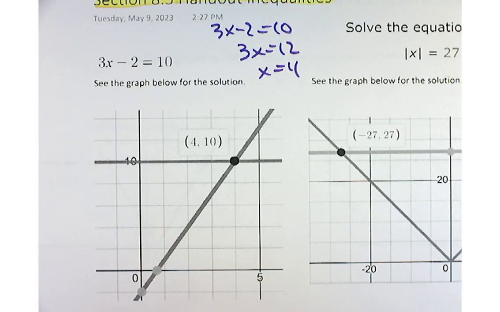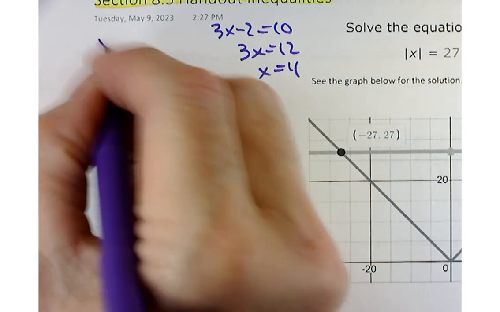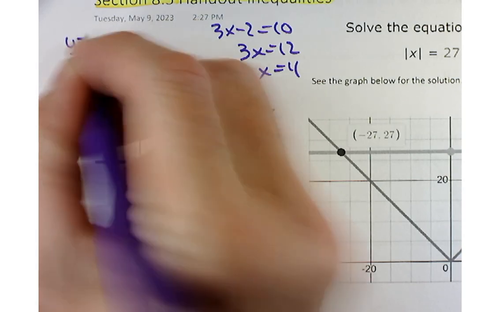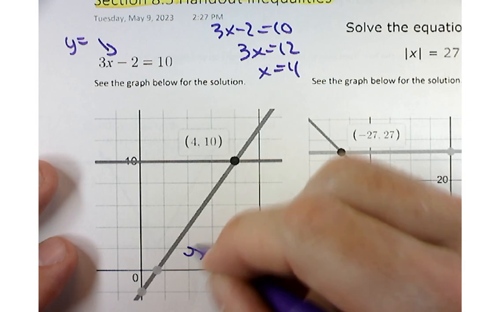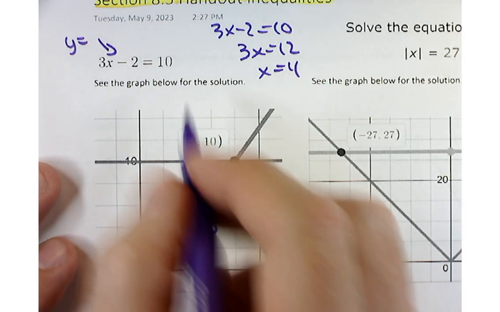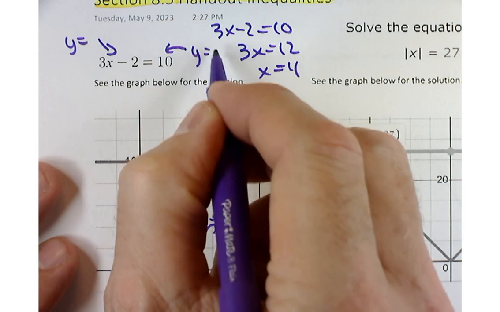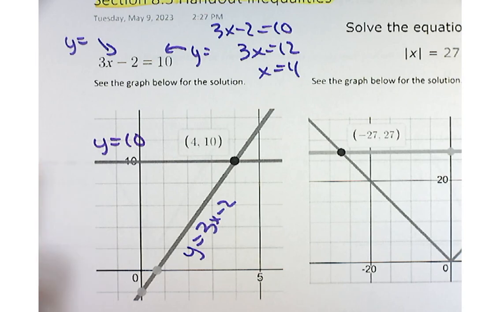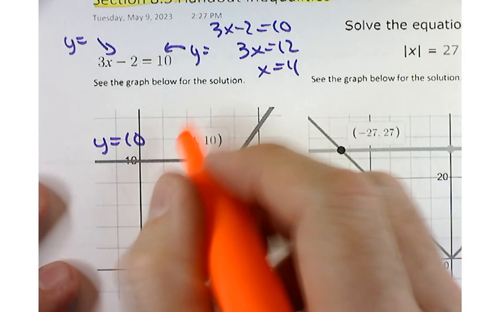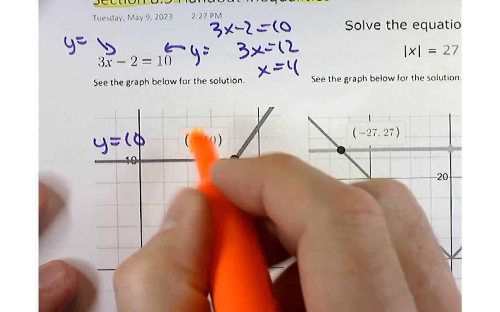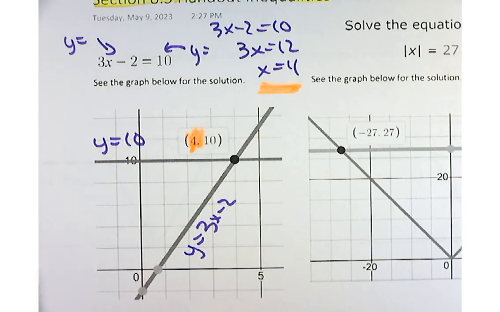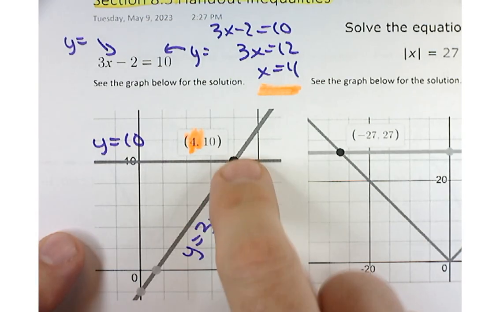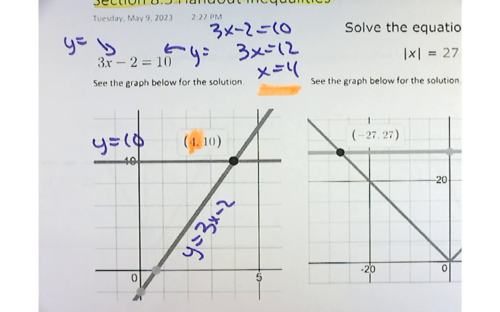But what I want to draw your attention to is a graphical interpretation of this. I could think of this as, for instance, y equals 3x minus 2. And I could think of this as, say, y equals 10. So that's this one right here, horizontal line. And what I want to draw your attention to is the place where they intersect at x equals 4. So if I was, for instance, letting you use Desmos on an exam, you could take Desmos and just click and find that point of intersection. That would be your solution.